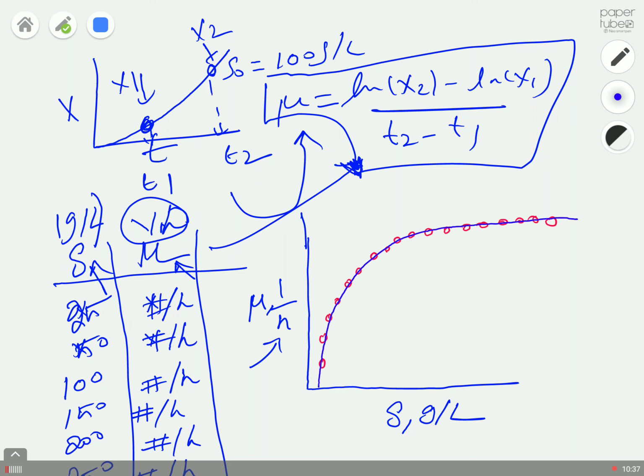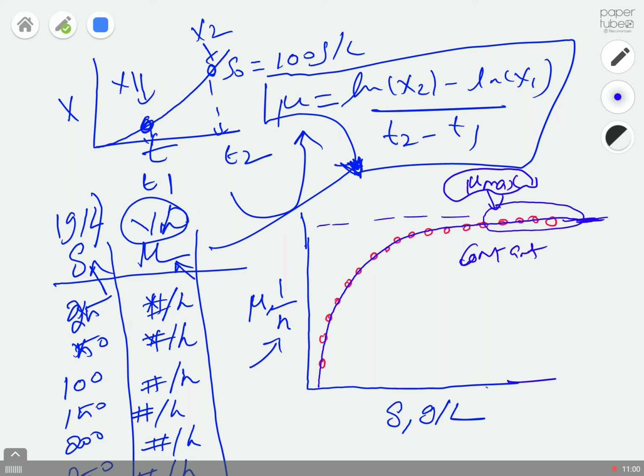So what it says is, if you see here at this point, this mu value, your specific growth rate value, remains constant, and it reaches a maximum. Yeah, so there is a maximum in this curve. So you can call that mu max. So this is the maximum specific growth rate that you can attain. Yeah.